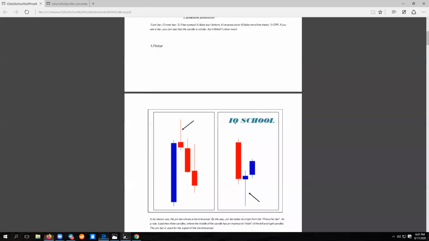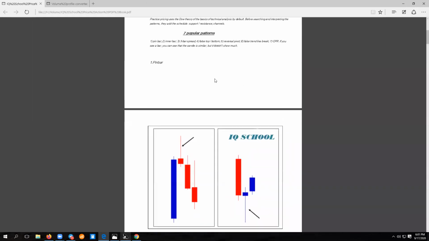Okay, so the next topic: inside bar or inner bar. When you see the Marubozu candles in the previous candles, or any strong candles or any bearish candles, and the next candle forms inside that candle, it is called an inside bar. Or same thing if you see it on the upper side, and the next candle is forming inside that candle, it is called the inside bar or inner bar, whatever.